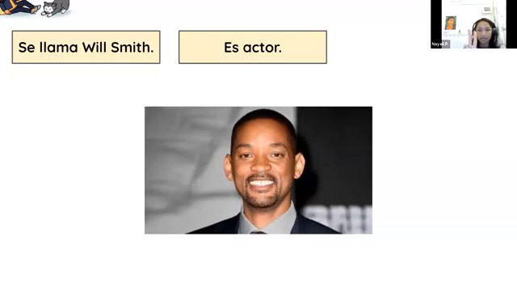Will Smith. I'm counting the words with my fingers, if you see my screen. Will Smith es actor. That's your first sentence. Will Smith es actor. Sí. Yes, sí. Will Smith es actor.